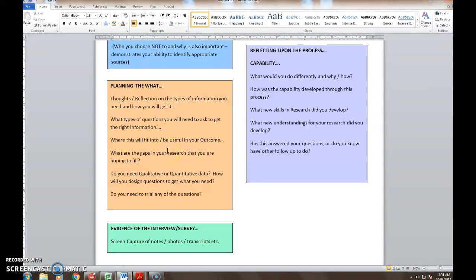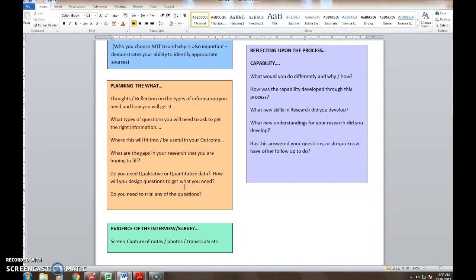You're going to talk about where it will fit into your outcome, or how it will be useful. So is there something in particular that you are looking to back up, something that you want to fact check, someone's data that you've found that you're just looking to reinforce with your own primary research? See if you can identify the gaps in your research and what you're hoping to fill by doing this interview or survey. Maybe a little bit of discussion about whether you need qualitative or quantitative data, and how you're designing questions to get what you need.